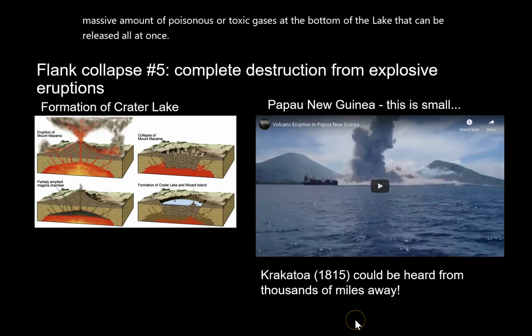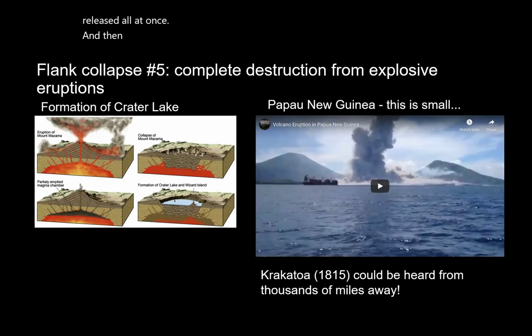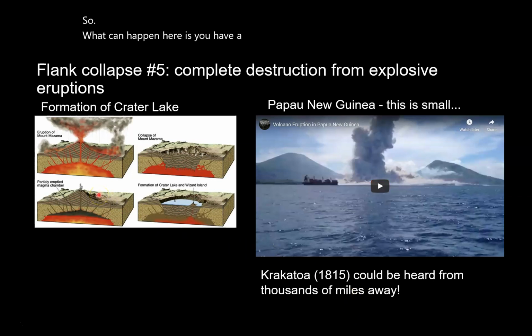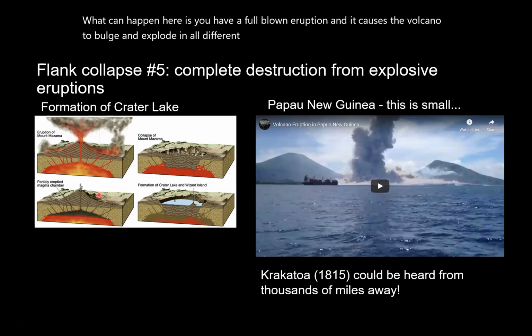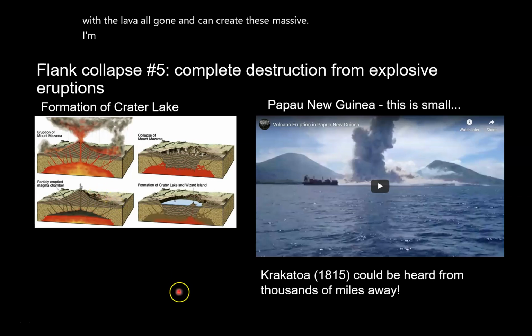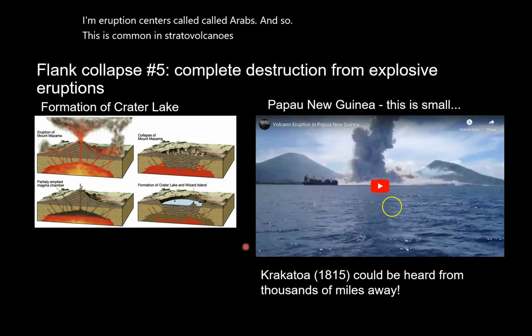And then the worst possible thing that can happen from a volcano is if the entire thing blows up. We call this complete destruction from an explosive eruption. What can happen here is you have a full-blown eruption, and it causes the volcano to bulge and explode in all different ways, and then it collapses back down on itself with the lava all gone, and can create these massive eruption centers called calderas. This is common in stratovolcanoes, particularly areas where there's a lot of gas that builds up.